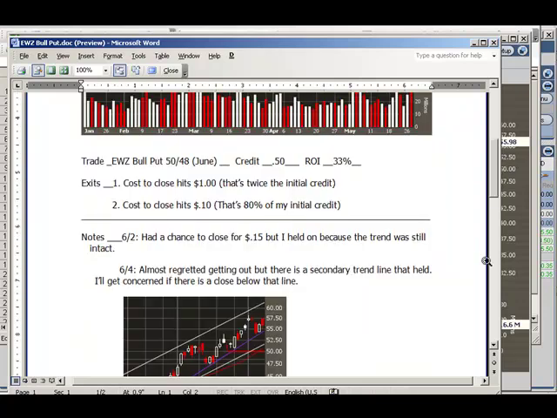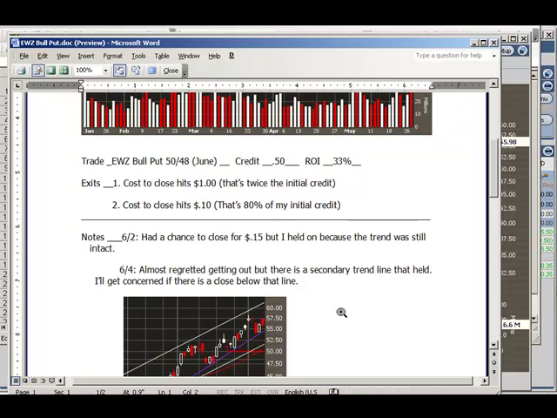The other thing that I do is I leave room for some notes, and here we have a couple of different notes. One is on the 6-2, which was roughly about a week, and I talked about this in the first review tutorial, that we had a chance to close the trade for 15 cents. Well, I went ahead and captured that on here, that we could have exited, but I held on because of the trend that was going on.